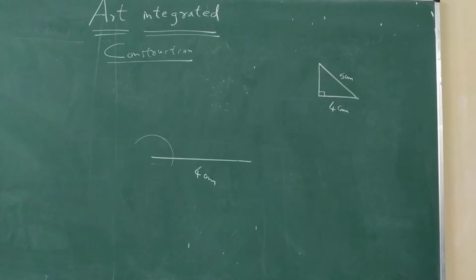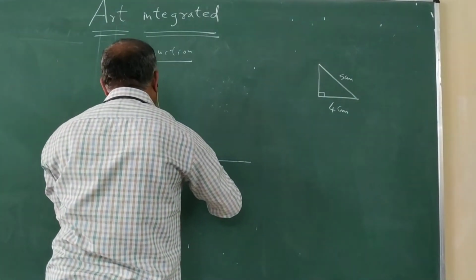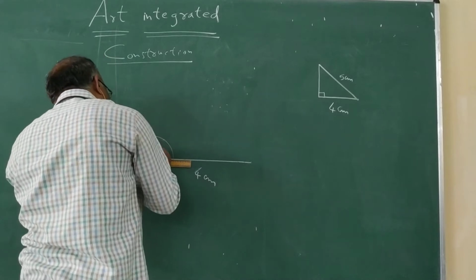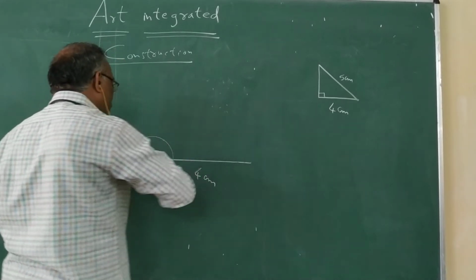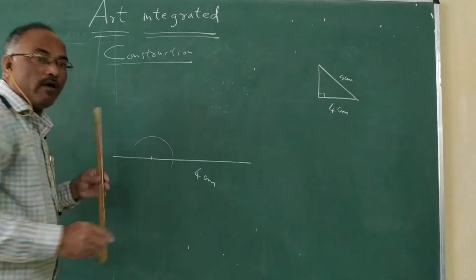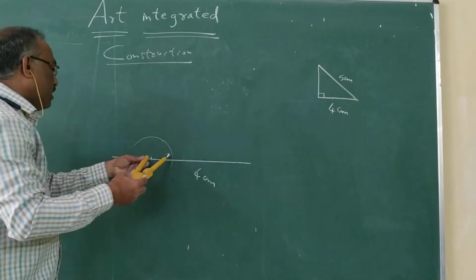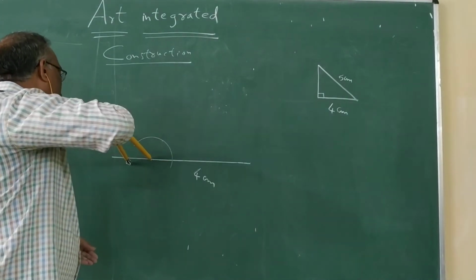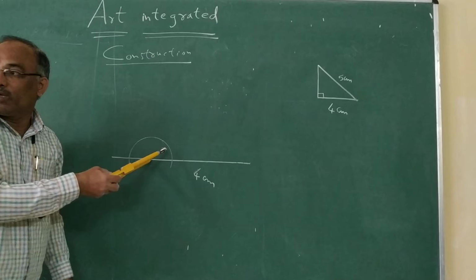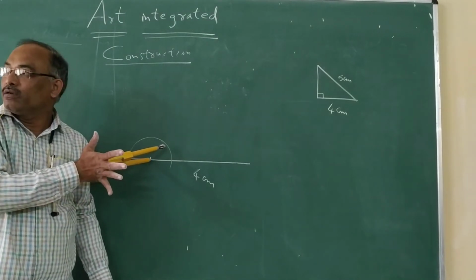Now for that what I will do, I will extend this side, and I will try to complete the arc. Okay? Now can you tell me how to get a 90 degree perpendicular line?